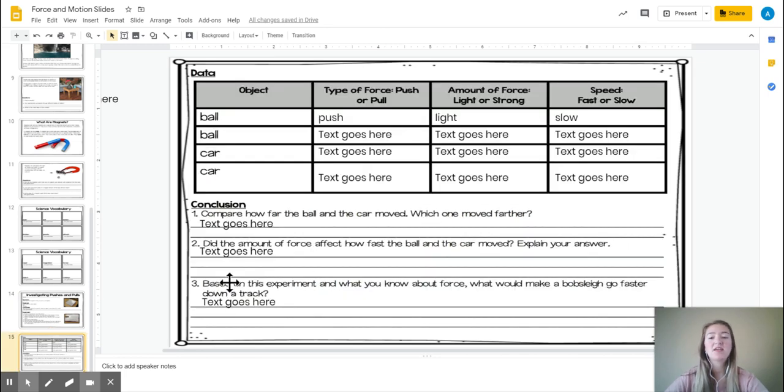And then the question is compare how far the ball and car moved, which moved farther. So I need to compare the ball to the ball and the car to the car. So which moved farther, the light ball or the strong ball, and then the car, which one moved farther, the light car or the strong car? I don't remember how far. So we'll just say the strong car and the strong ball went the same length.